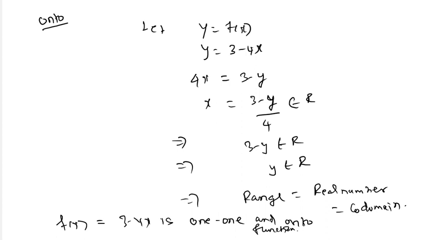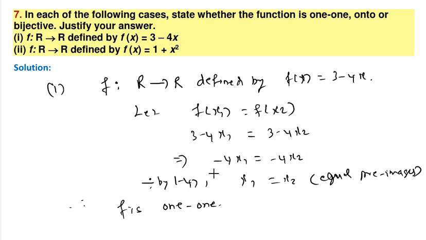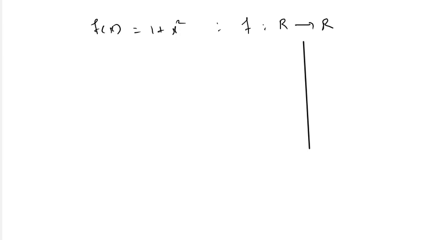Okay, and we have discussed one more question. What is the question? 1 plus x square. So f of x equal to 1 plus x square. The given mapping f is from real numbers into real numbers. Actually this is a parabola, opening in the upward direction. What is the relevant graph?